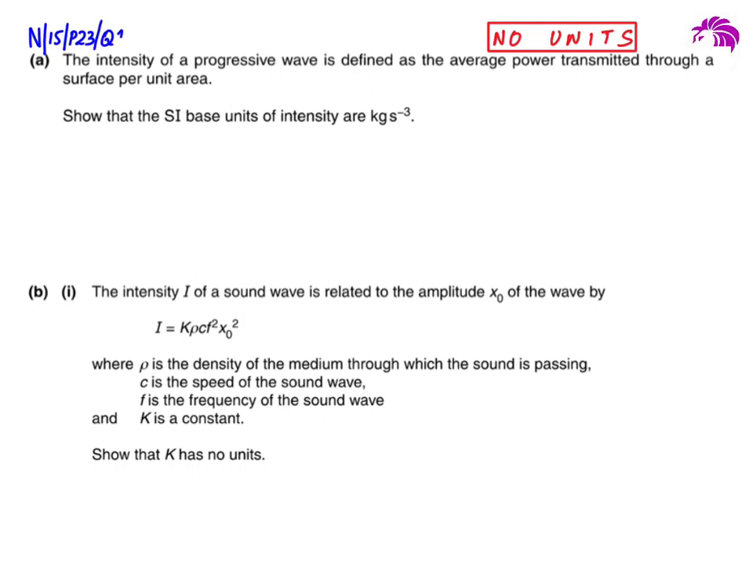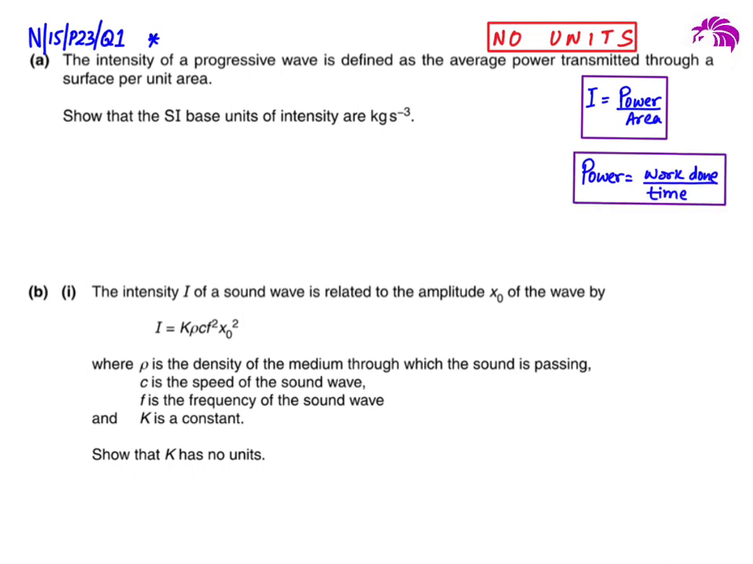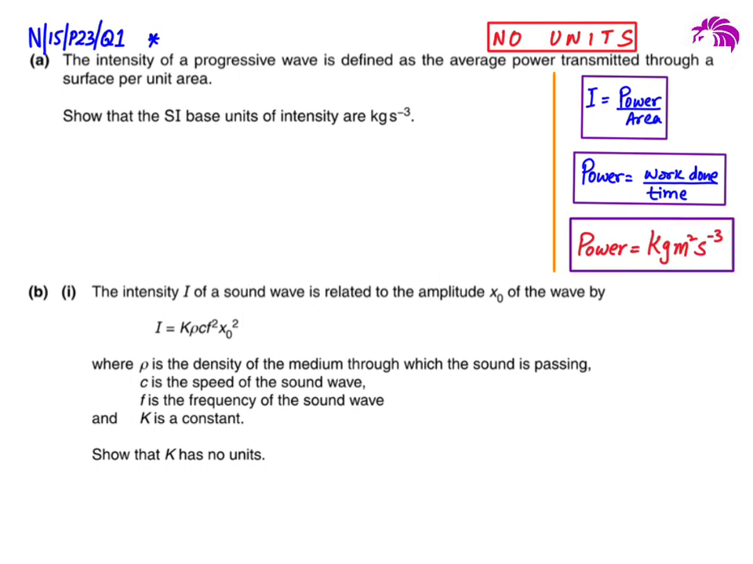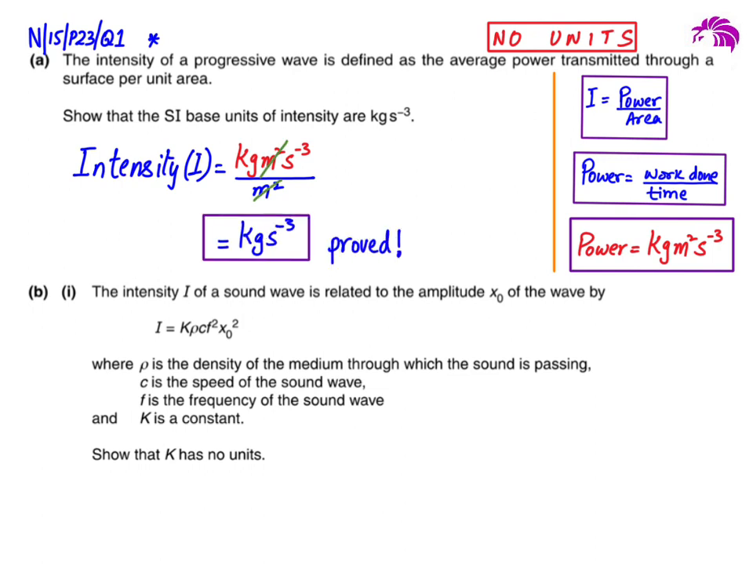This is from 2015 paper 23 question 1, and we know that intensity is power upon area, and power is work done upon time. So power is kg m^2 s^-3. We have worked this unit many times now. Intensity is power upon area, so it's kg m^2 s^-3 upon area, that is meter squared. Simplifying that will result in kg s^-3. Hence we have proved this.